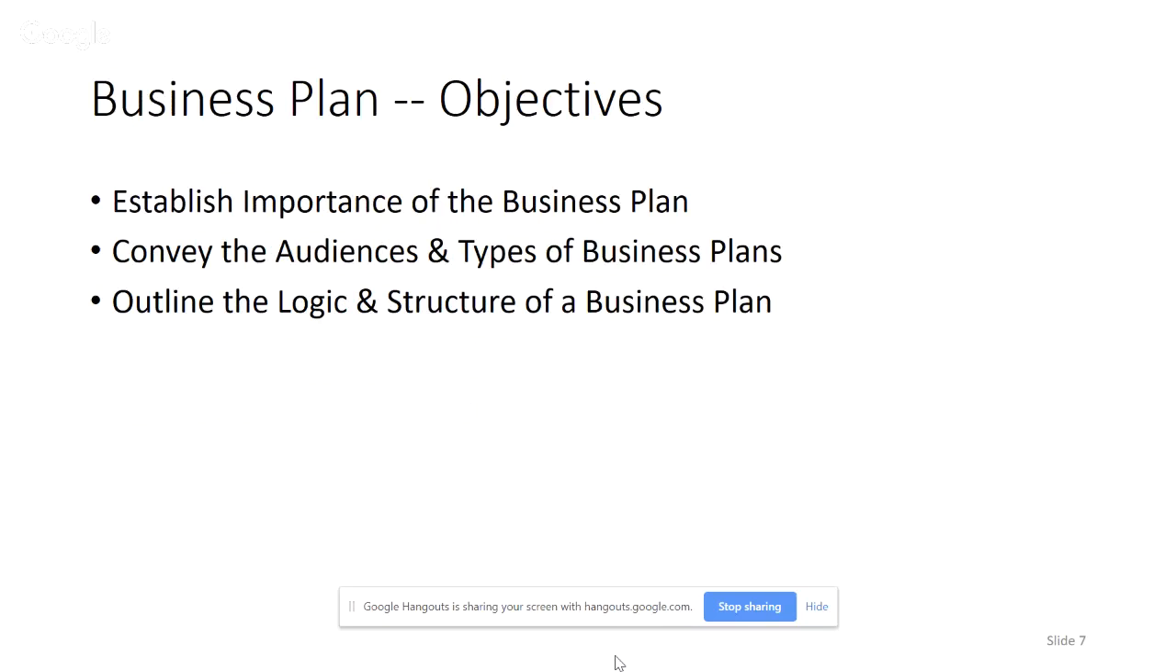So the objective of a business plan is to establish importance. The objective of today's presentation is to establish the importance of the business plan, convey to you what the audiences and types of business plans are, and outline the logic and structure of the business plan. I'll go through some major components of the business plan that you should have and what goes into those components. There's plenty of business plan guides out there.